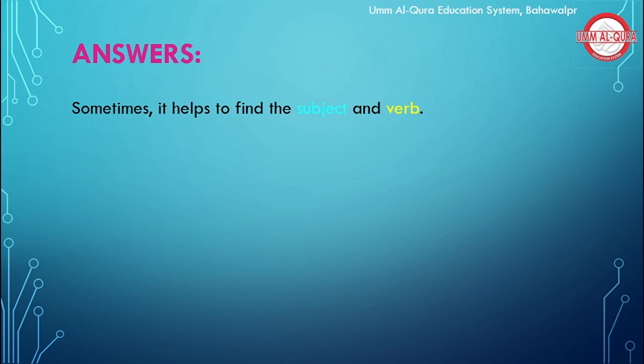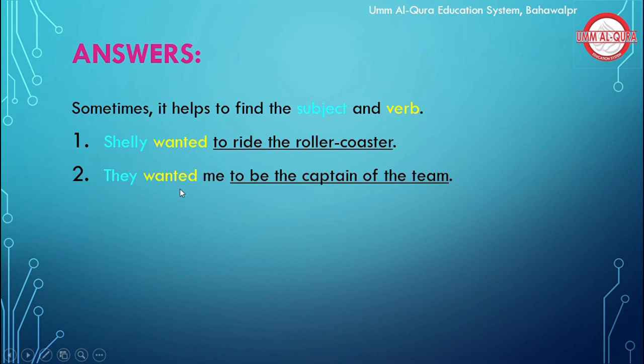Through identifying subject and verb, we are going to figure out infinitive phrases. Shelley, noun, wanted, verb. To ride, you could easily see that it is an infinitive. To ride the roller coaster, the full statement, is actually an infinitive phrase. Second, they wanted. Again, they is the subject, wanted is the verb. Then after to, the remaining part of the sentence is functioning as an infinitive phrase. Mom wanted. Mom subject, verb, to give infinitive and the additional two words making it an infinitive phrase.